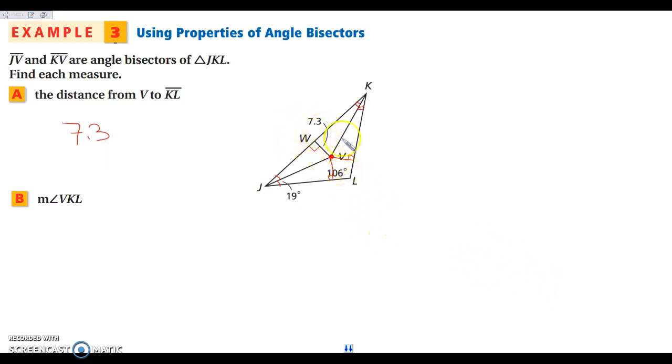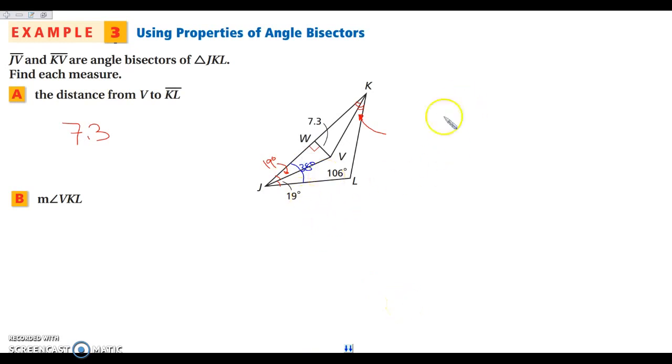All right, which is this angle right here. Okay? Now, I know that this angle here is 106. I know that this one is 19. Well, because this is a bisector, I know that this angle here is also 19 degrees. So I'm going to take these 2 angles here, because this whole angle is now going to be 38 degrees, because 19 plus 19.